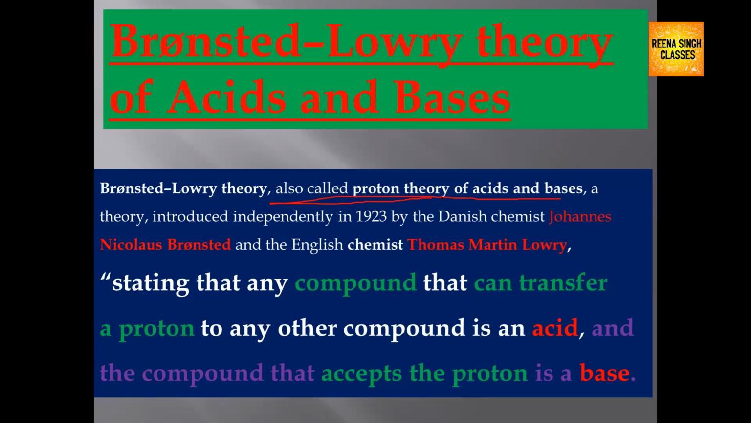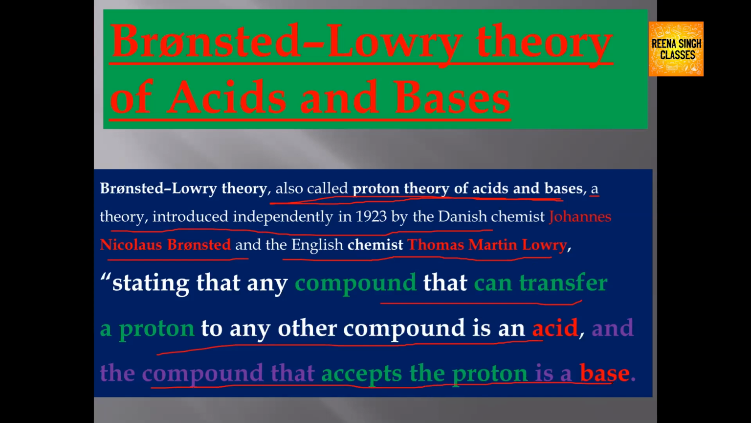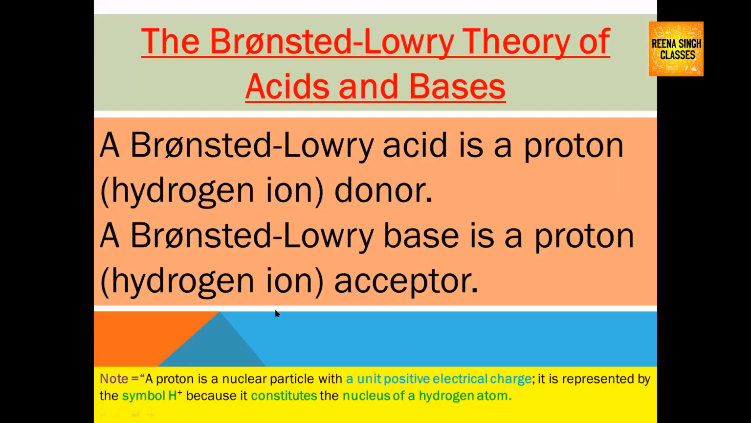Bronsted-Lowry theory, also called the proton theory of acids and bases, was introduced independently in 1923 by the Danish chemist Johannes Nicolaus Bronsted and the English chemist Thomas Martin Lowry. According to them, a compound that can transfer a proton to any other compound is an acid, and the compound that accepts the proton is a base. The Bronsted-Lowry acid is a proton donor, meaning a hydrogen ion donor. The Bronsted-Lowry base is a proton acceptor, meaning a hydrogen ion acceptor.